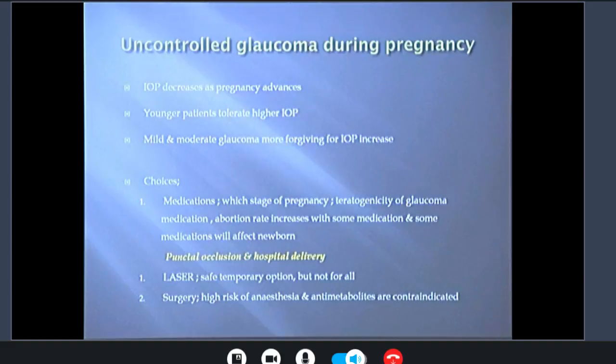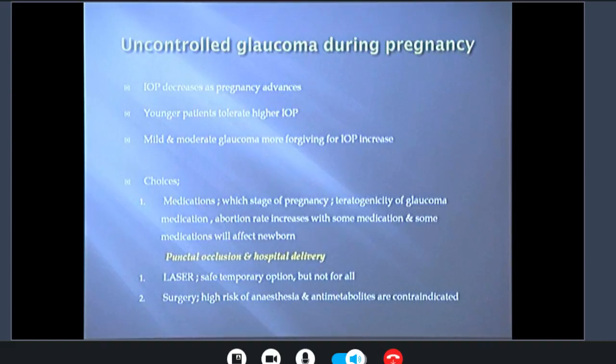SLT is a good option, it's safe, it has a temporary effect. But the problem is it's not indicated in childhood glaucoma. So it's contraindicated in congenital glaucoma and in anterior segment dysgenesis cases. Surgery carries a very high risk. They are young patients, so we need general anesthesia, because putting them through the stress of local anesthesia with the pregnancy, with the contractions, there is no way we can do the surgery.